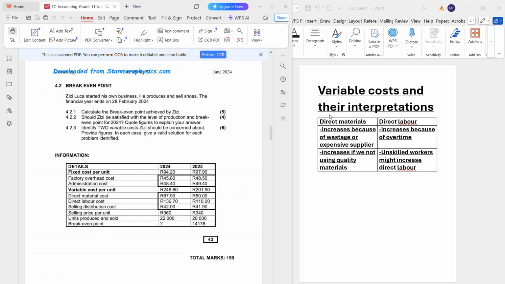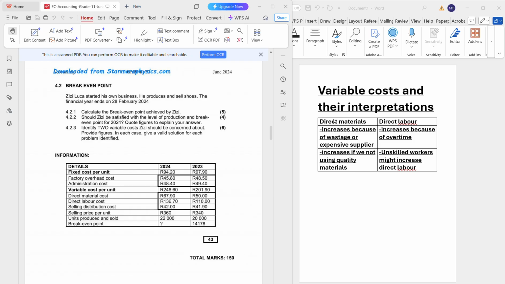So for you to answer any question asking you about the variable cost, you have to memorize this table. For direct materials, you have to know what increases our direct material and also what increases our direct labor and selling and distribution cost.